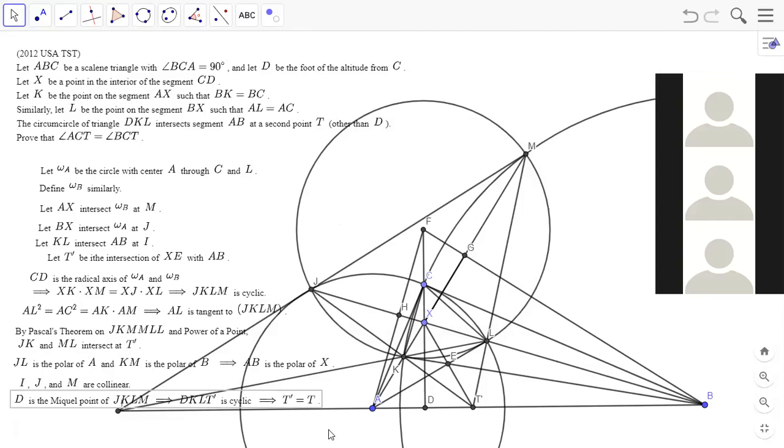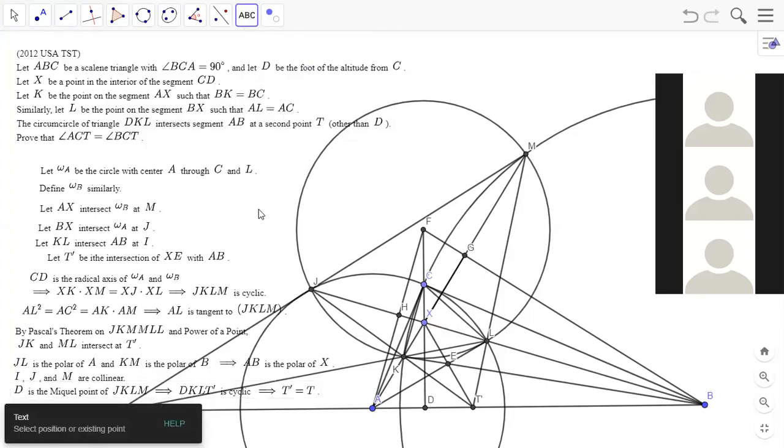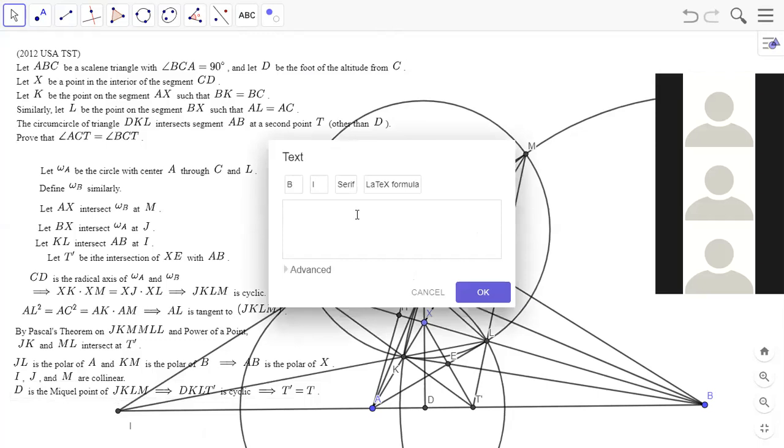And then basically by Ricard we have A, B, T, and I are in harmonic conjugation. So CT is the angle bisector, right? Is that right?